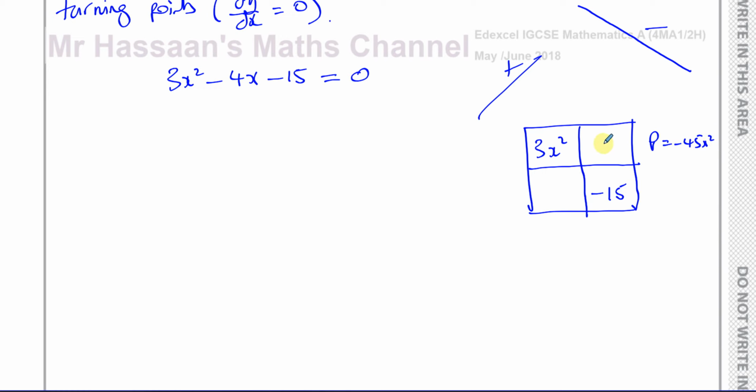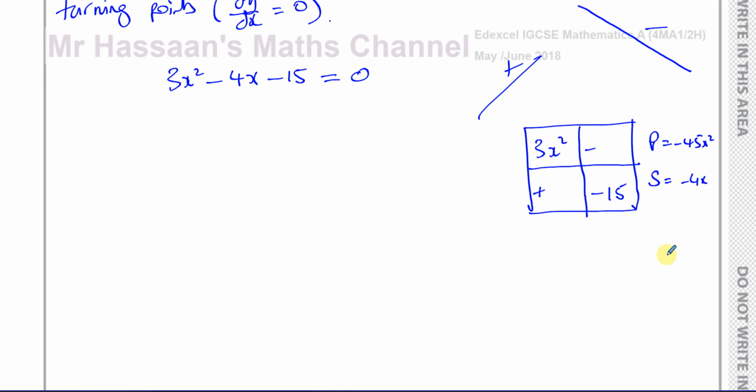Now I know that these two numbers that go in these two places must give me the same product, but the sum of those two terms must be the same as the middle term here, which is minus 4x. So I've got to think of numbers that multiply to give me 45, but whose difference is 4, because one is a positive term and the other is a negative term. When I add them together, I'm going to get 4. That means the difference between those two numbers has to be 4.